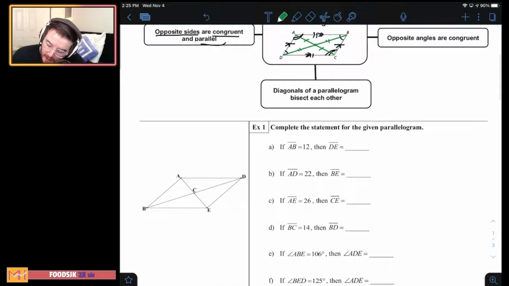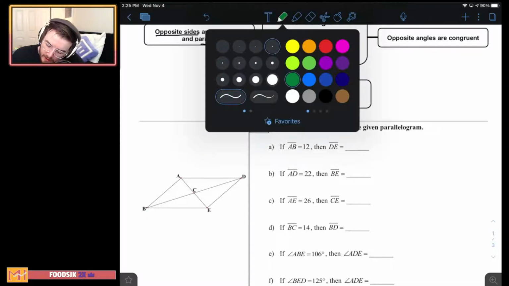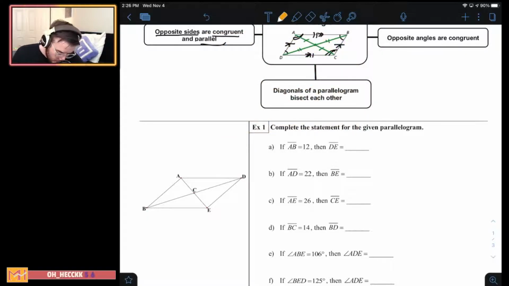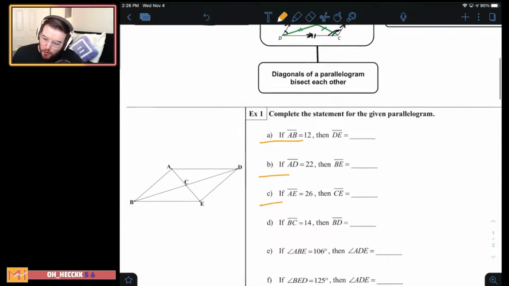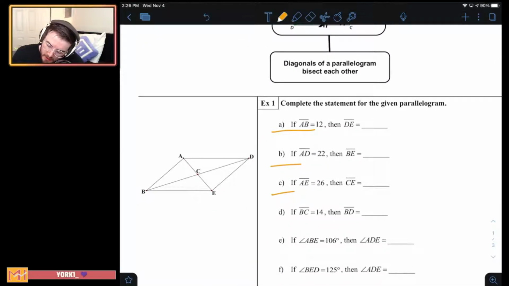So, with that being said, let's look at these questions one by one and see if we can't answer them real quick. If AB is 12, well then DE must be 12. Boom. Right? Because opposite sides are congruent. Some of these are going to be real quick, right? If AD is 22, well then BE must be 22 because opposite sides are congruent.